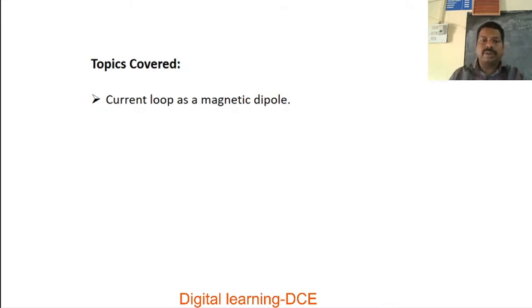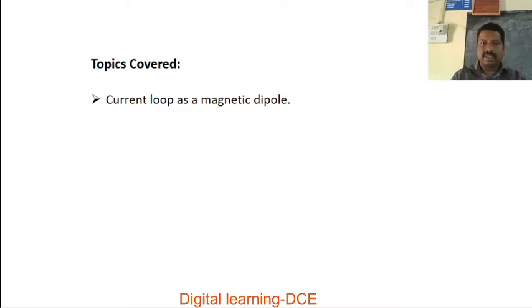In this session, we are going to discuss current loop as a magnetic dipole. In the previous discussion, we discussed the concept of vector potential and the torque on a current carrying loop or a coil placed in a magnetic field. This concept is related to the previous session, and the continued part of that is discussed in this session.